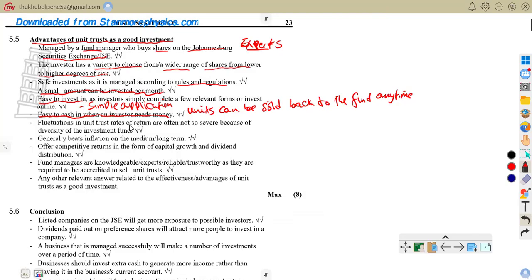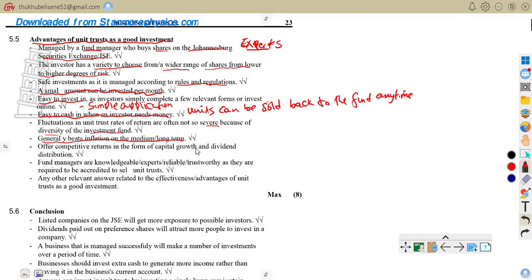Fluctuations in unit trust rates of return are often not severe because of the diversity of the investment fund. The fluctuations of the unit trust are not that severe because of the diversity of the investment fund. So that is that. Generally beats inflation on the medium or long term.